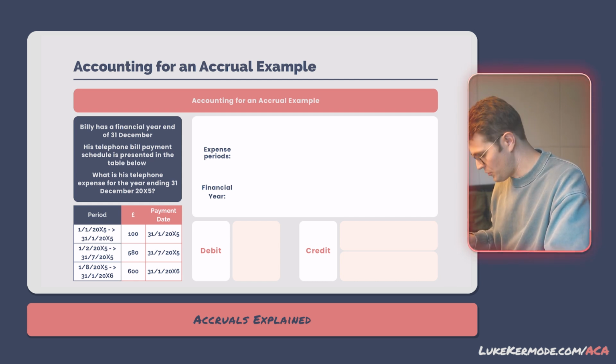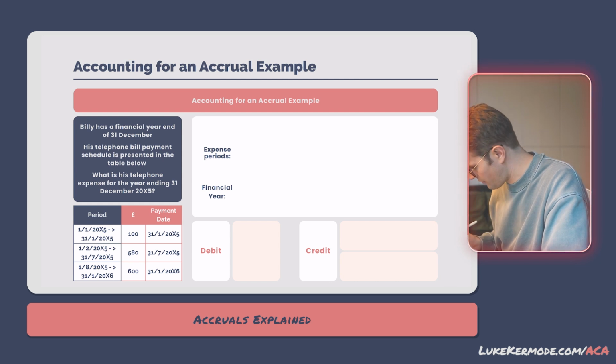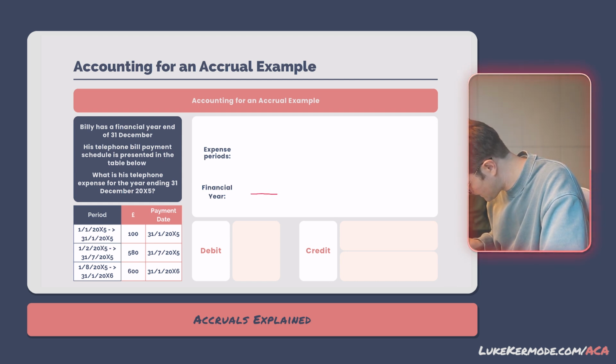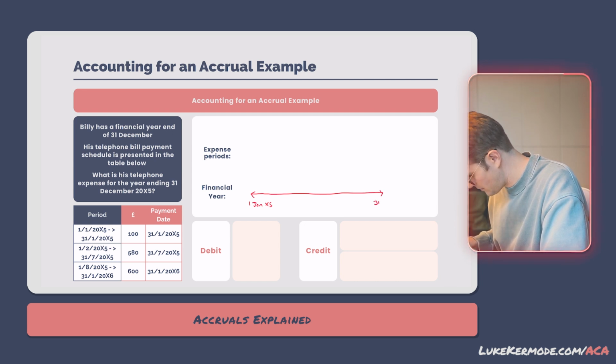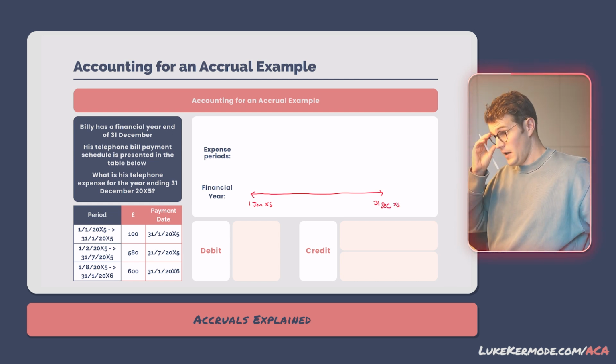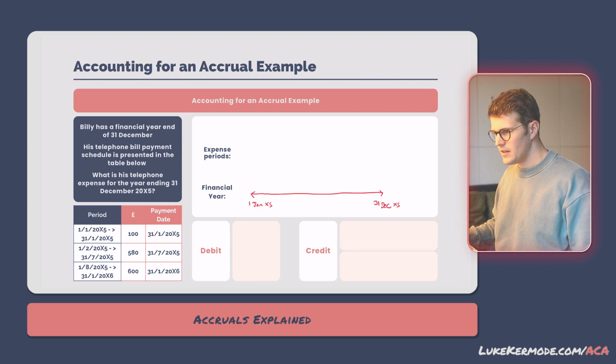creating a timeline. So we'll start with the financial year, which runs from the 1st of January x5 to the 31st of December x5. Let's now mark out the expense periods.